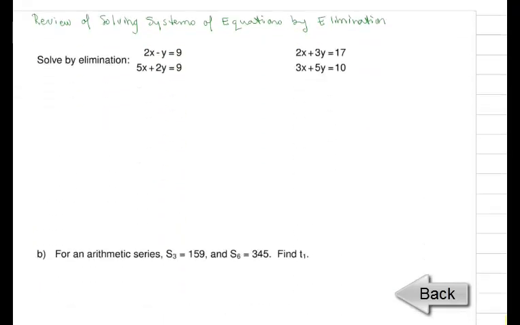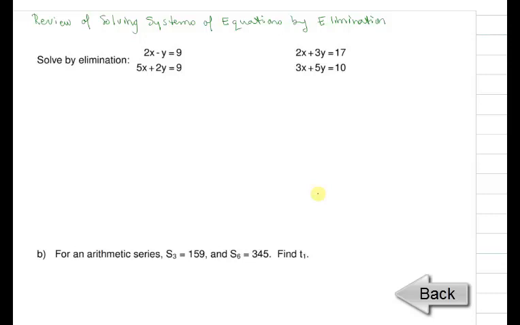Okay, now our next question is asking us to find T1 again, but notice that your sums are not consecutive. You've got S3 and you've got S6. Okay, so that changes things. And in order to do this question, we're going to review our systems of equations solving by elimination. Okay, and I've got 2 examples here, and I will go through the first example with you in detail, and then I'll just work quickly through the second one, and you can follow along.